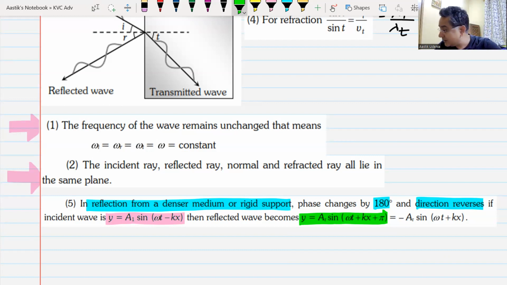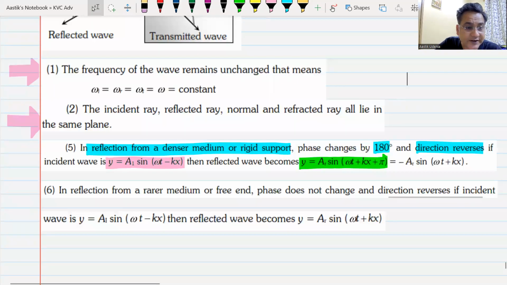Okay, one more point, then you can note down. If it is getting reflected from a free end, then will there be any phase change? Then there will not be any phase change. There will be only change in direction. Do we understand this? Yes, sir. So these are the 6 points that we have to remember.